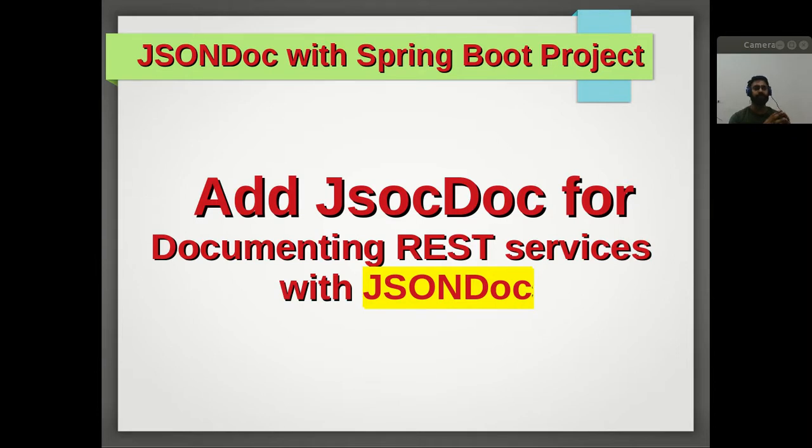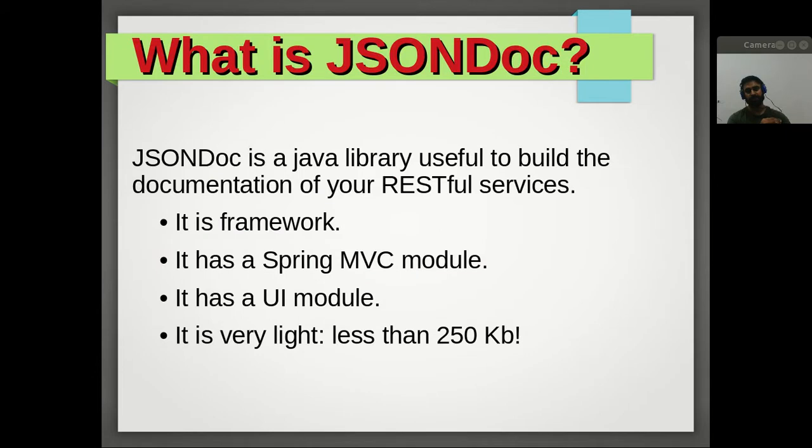First of all, I'm going to discuss what JSON doc is. JSON doc is a Java library useful to build the documentation of your RESTful web services. And JSON doc is a framework. So why do we call JSON doc a framework? Because you can use the JSON doc core module with any MVC-like framework, and it has a Spring MVC module. It means that it is useful if your application already uses Spring MVC and a starter for Spring Boot.